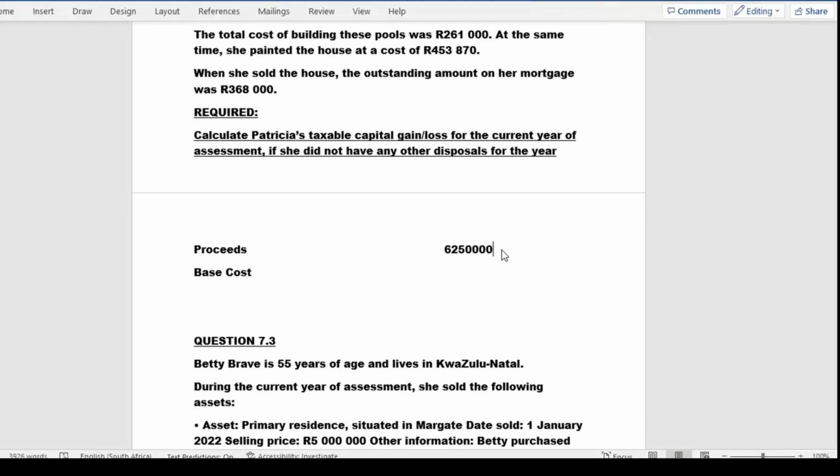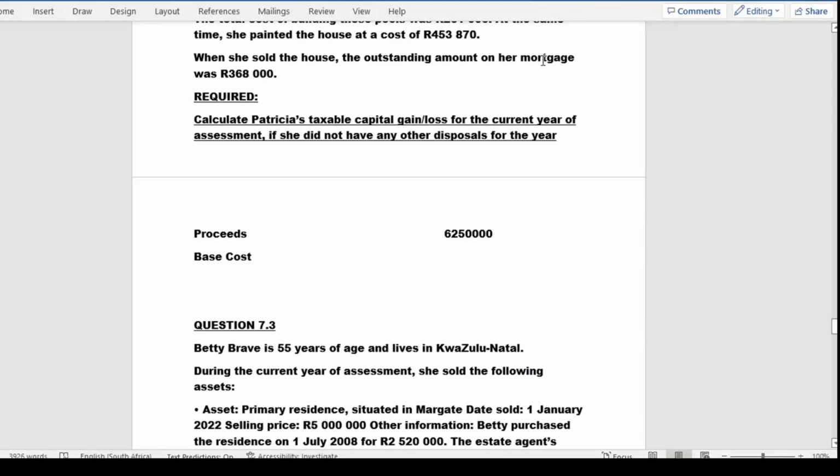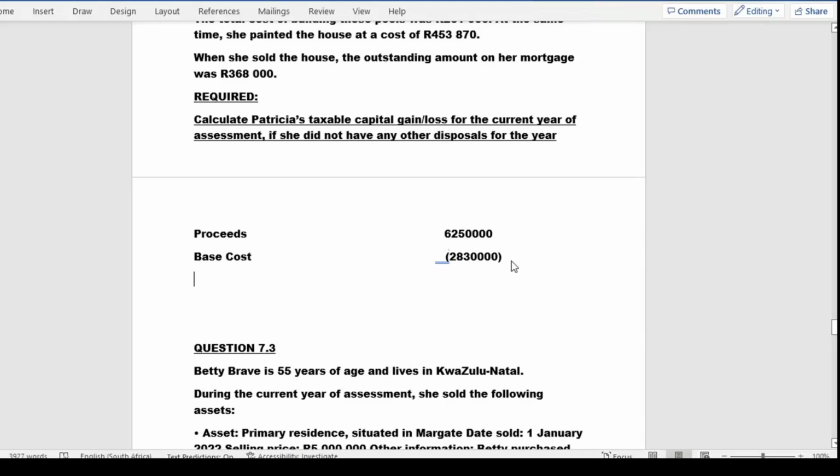And the base cost would be the valuation date value, which is 2,830,000. Then you're going to deduct your base cost. You must just show it in brackets to ensure that you include it.